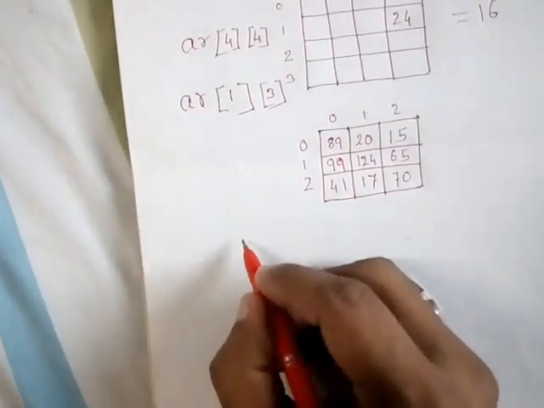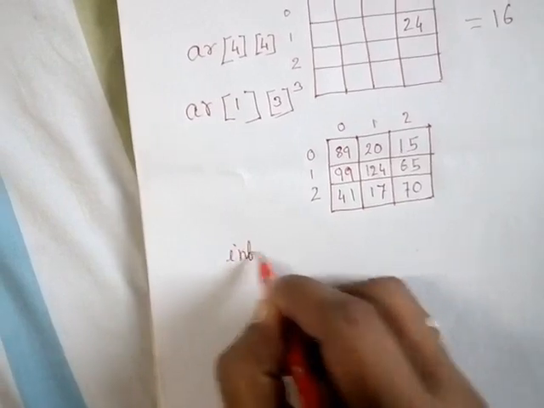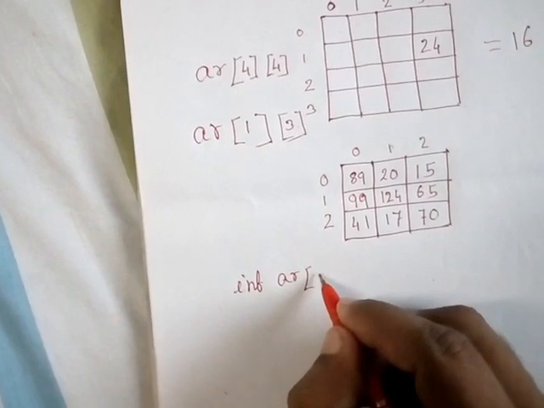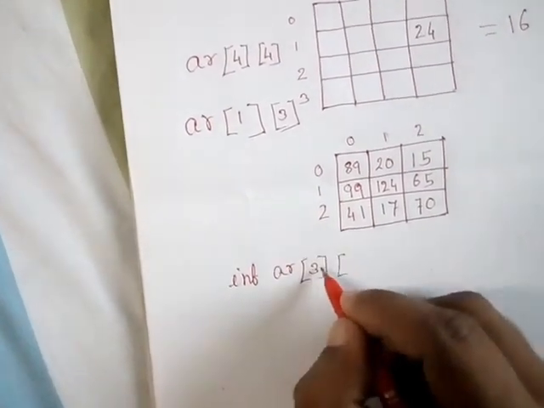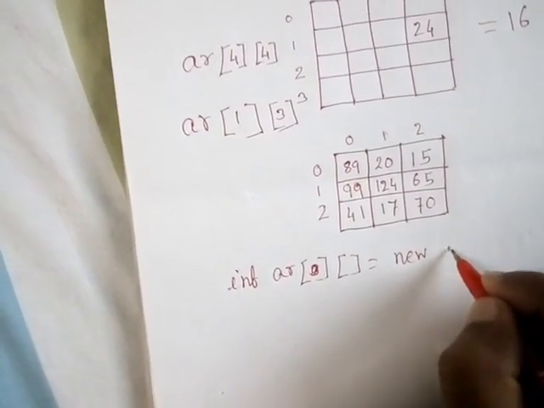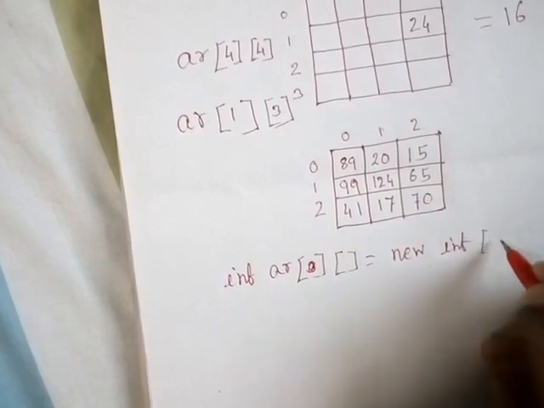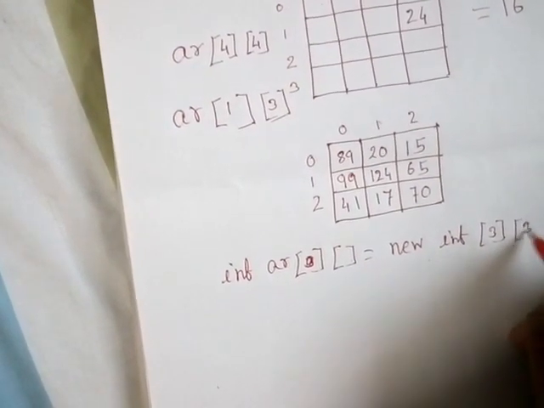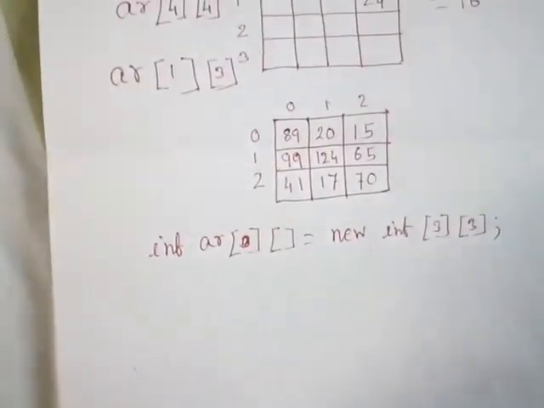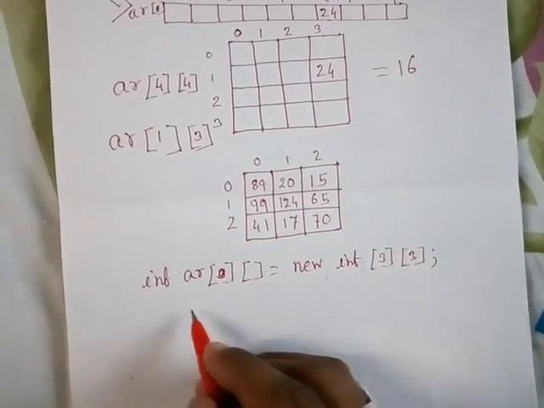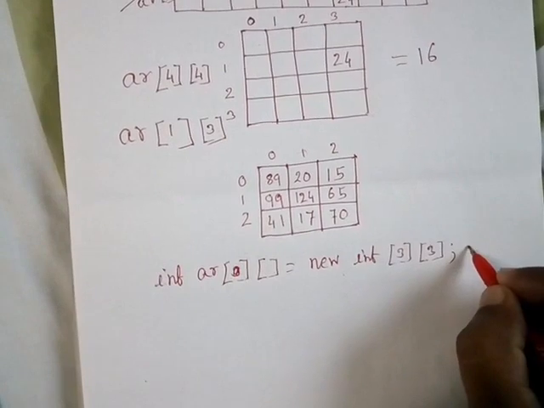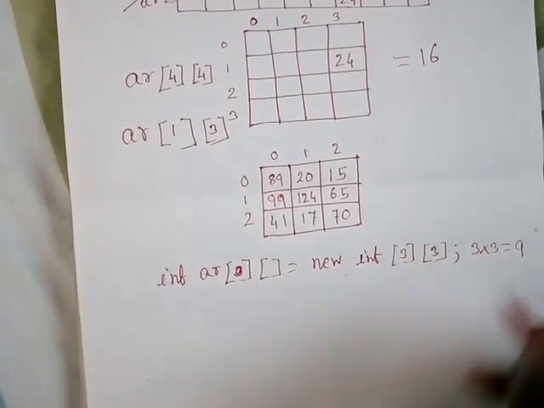You follow this structure. For example, int AR[][] = new int[3][3]. So here I have written int AR equal to new int 3 by 3. That means how many total values can we enter? 3 into 3, that means total 9 values I can enter.